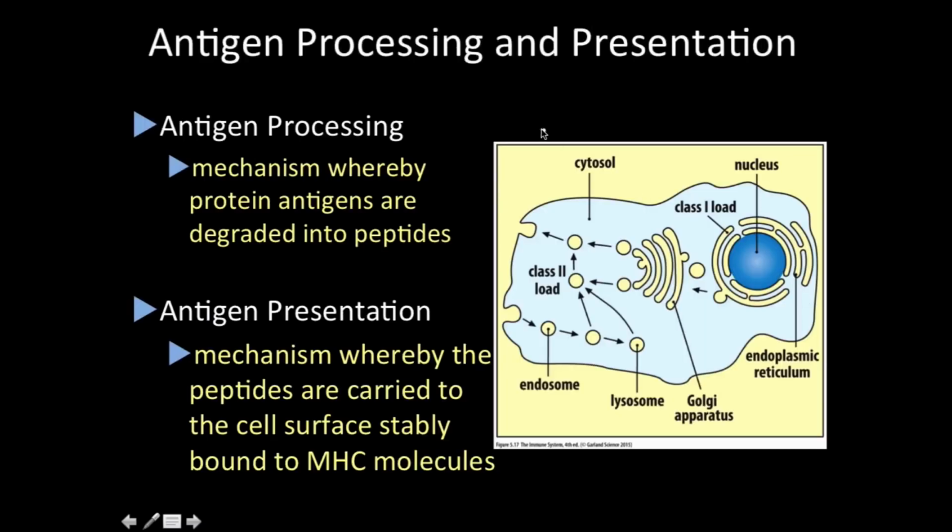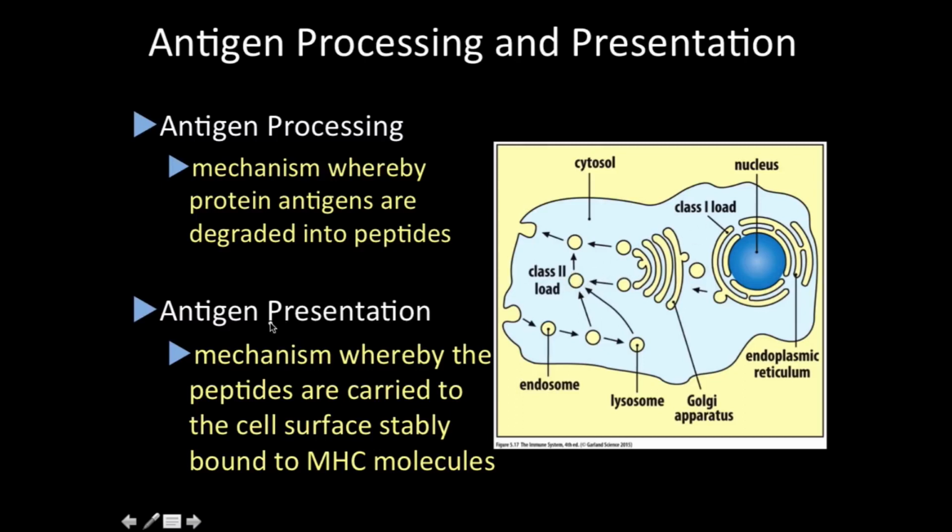So for antigen processing, this is a mechanism where we're taking the proteins of the antigen and we're going to break them down into smaller little peptides that can be compatible with either the MHC class 1 or the MHC class 2. And the means by which we go about breaking down that peptide, that's the difference between the two, because obviously they have different structures that they're associated with.